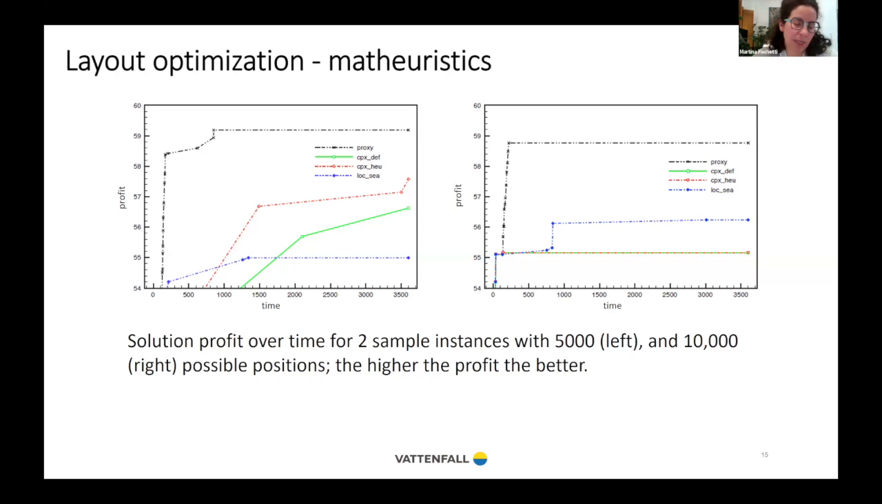For the mathematical models, you have two options, the green and the red, because basically we use CPLEX, a solver for mathematical models, in the default setting in the green, and with a more pushed heuristic setting in the red one. So what you can see in these two plots is that our method outperforms the competitors, as it is faster and it can also reach better solutions.